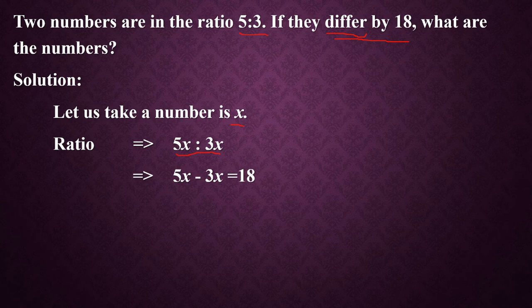So now we have formed the equation. Now we can solve. So here 5x minus 3x is there. Both are x, so we can subtract. So 5x minus 3x equal to 2x. So 2x equal to 18. We have to find the value of x. So the 2 you have to transpose to the opposite side. If we are transposing to the opposite side, it will come as division. So x equal to 18 by 2.